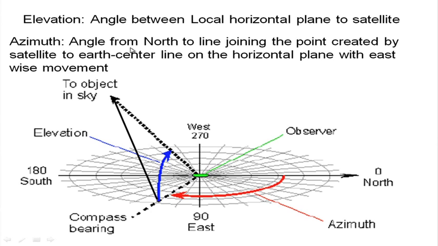So, let us do the spherical geometry calculation. Here again, azimuth is the angle from the north to the line joining the point created by the satellite-to-Earth-center line on the horizontal plane, with eastward movement. I have explained this.